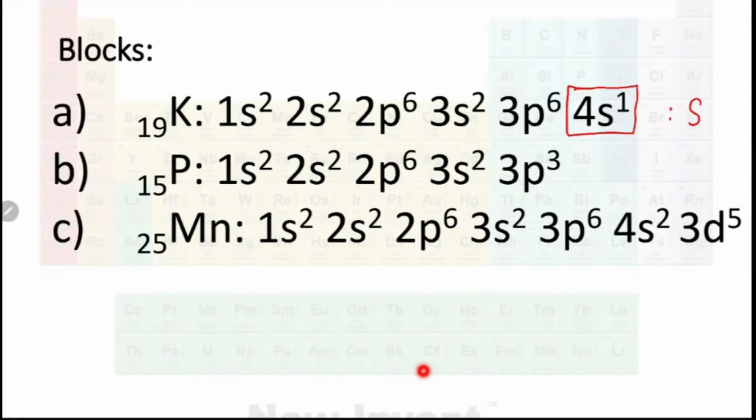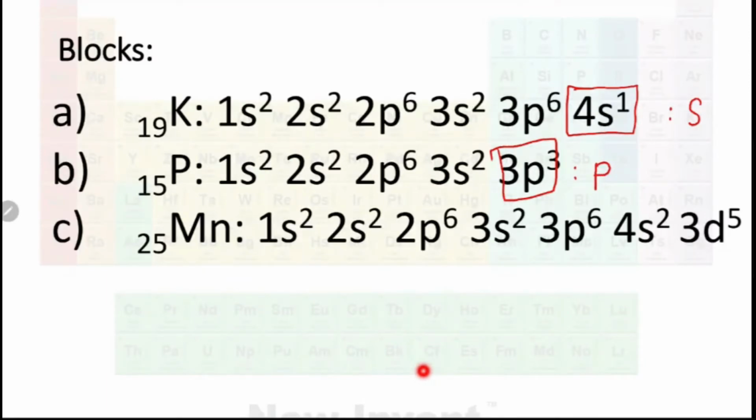Okay, understand? For phosphorus, which orbital is filled by our last electron? We have 2p and 3p here. Which p? 3p. So 3p means that phosphorus is in the p block.